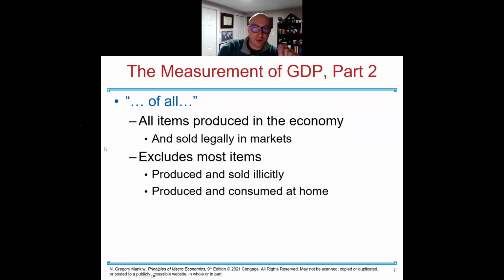All items produced in the economy and sold legally within the marketplaces are the products that we look at in terms of pricing, right? This excludes illegal items. It's hard to measure those kinds of products. It's not like somebody's reporting. And it also excludes items that are produced and consumed at home.